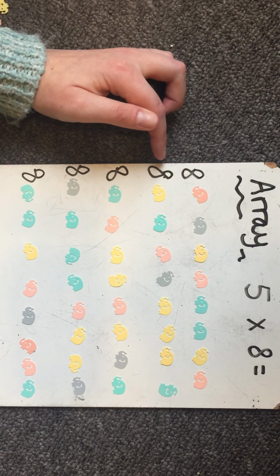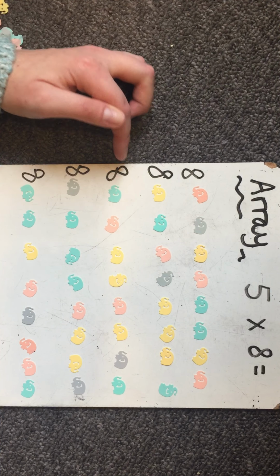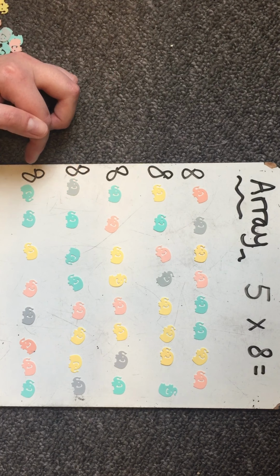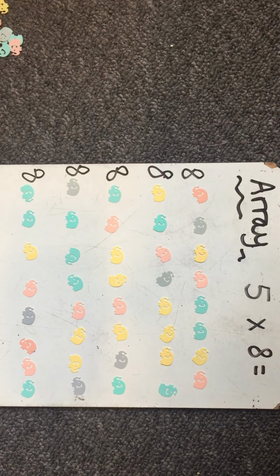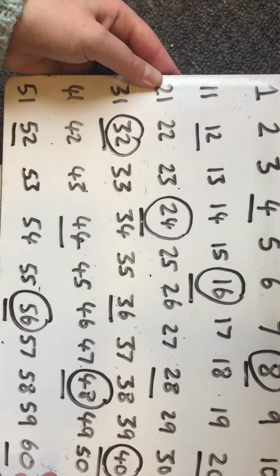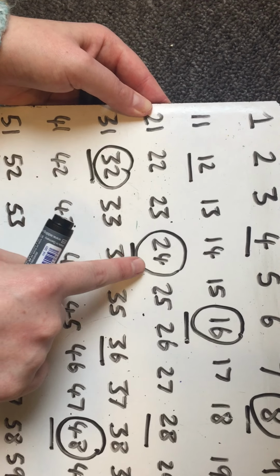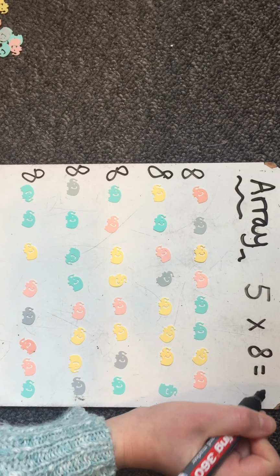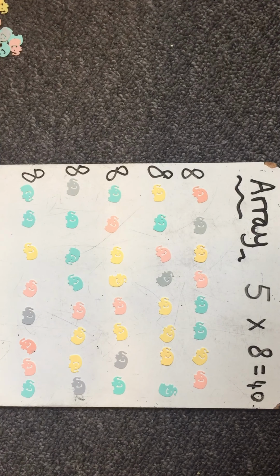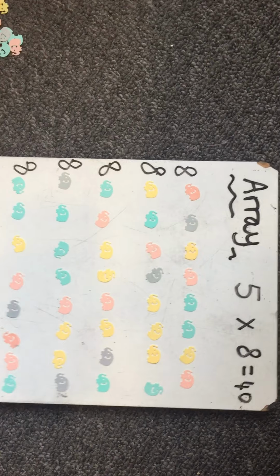Ready? 8, 16, 24, 32, 40. Remember to get your number square out if you need help. 8, 16, 24, 32, 40. So my answer is 40. I can also do this as a drawing.